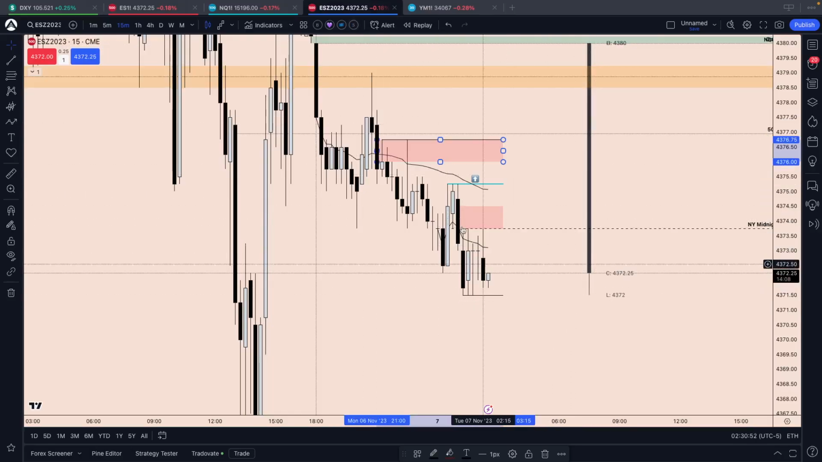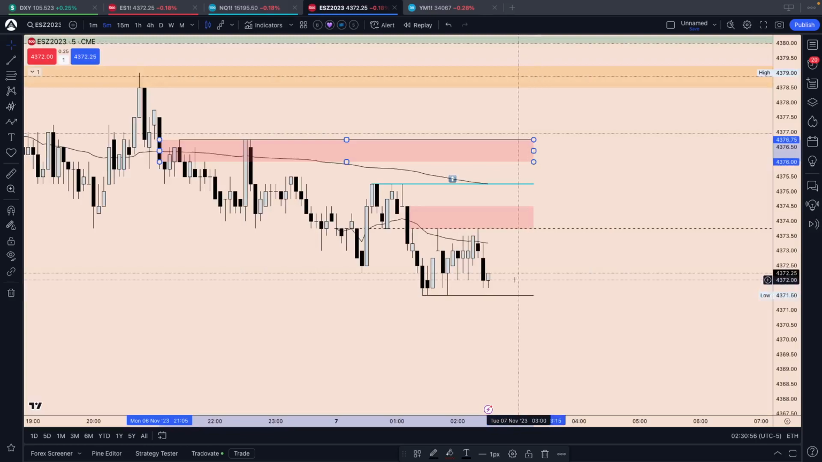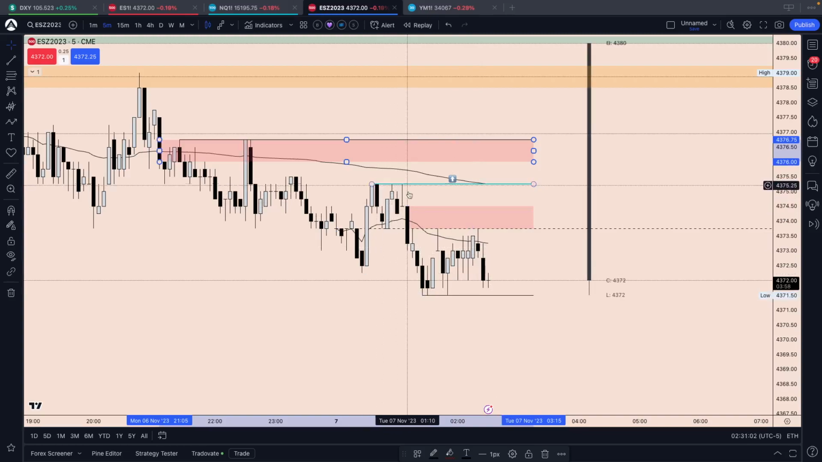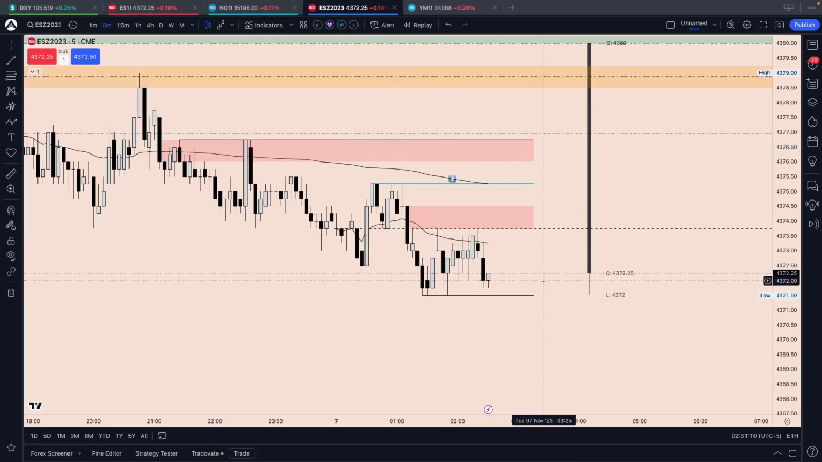So go back to our ES chart, go to the 5-minute time frame and see how we closed. Yeah, nothing really significant. We have three equal highs and three equal lows. The midnight level comes in almost at the 50%. We reject off the midnight VWAP. Up until then, it's waiting time.